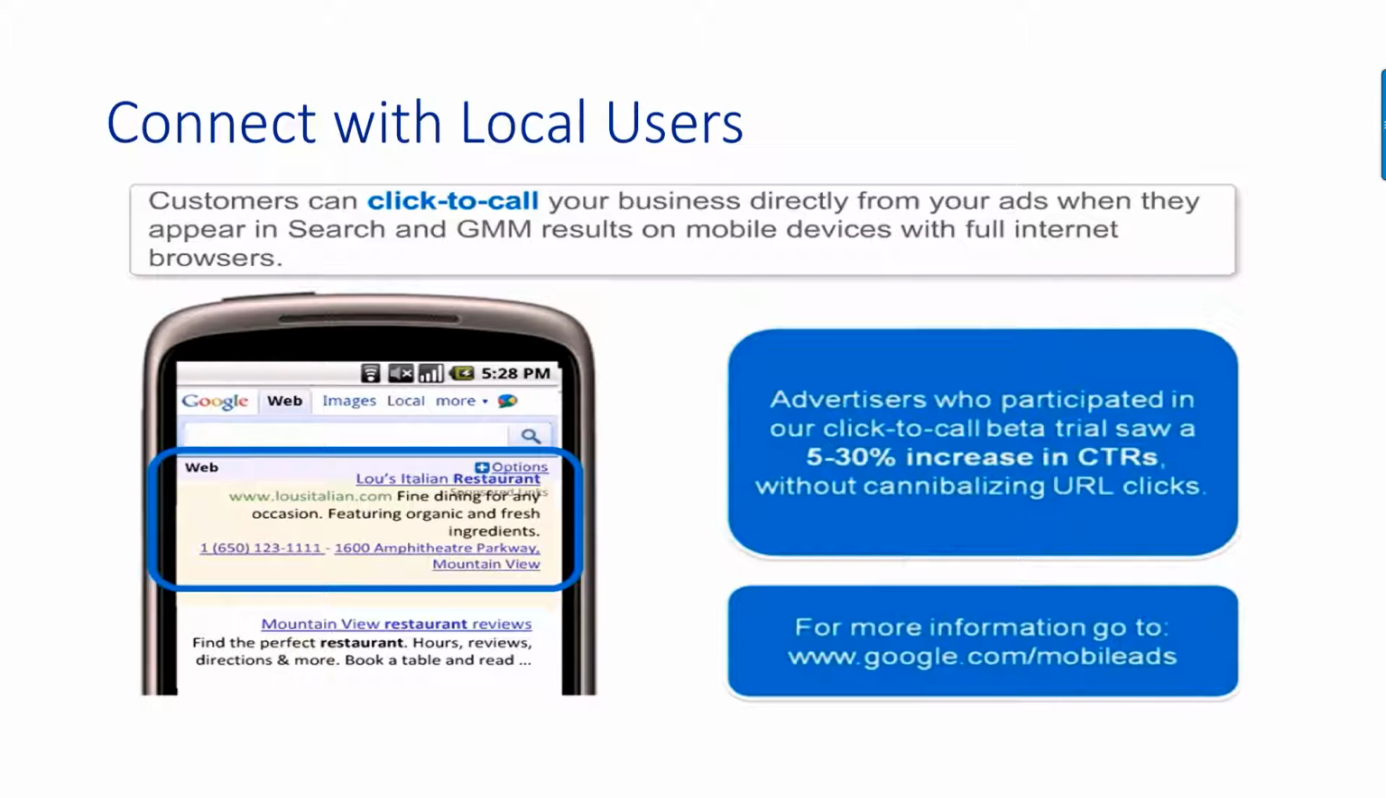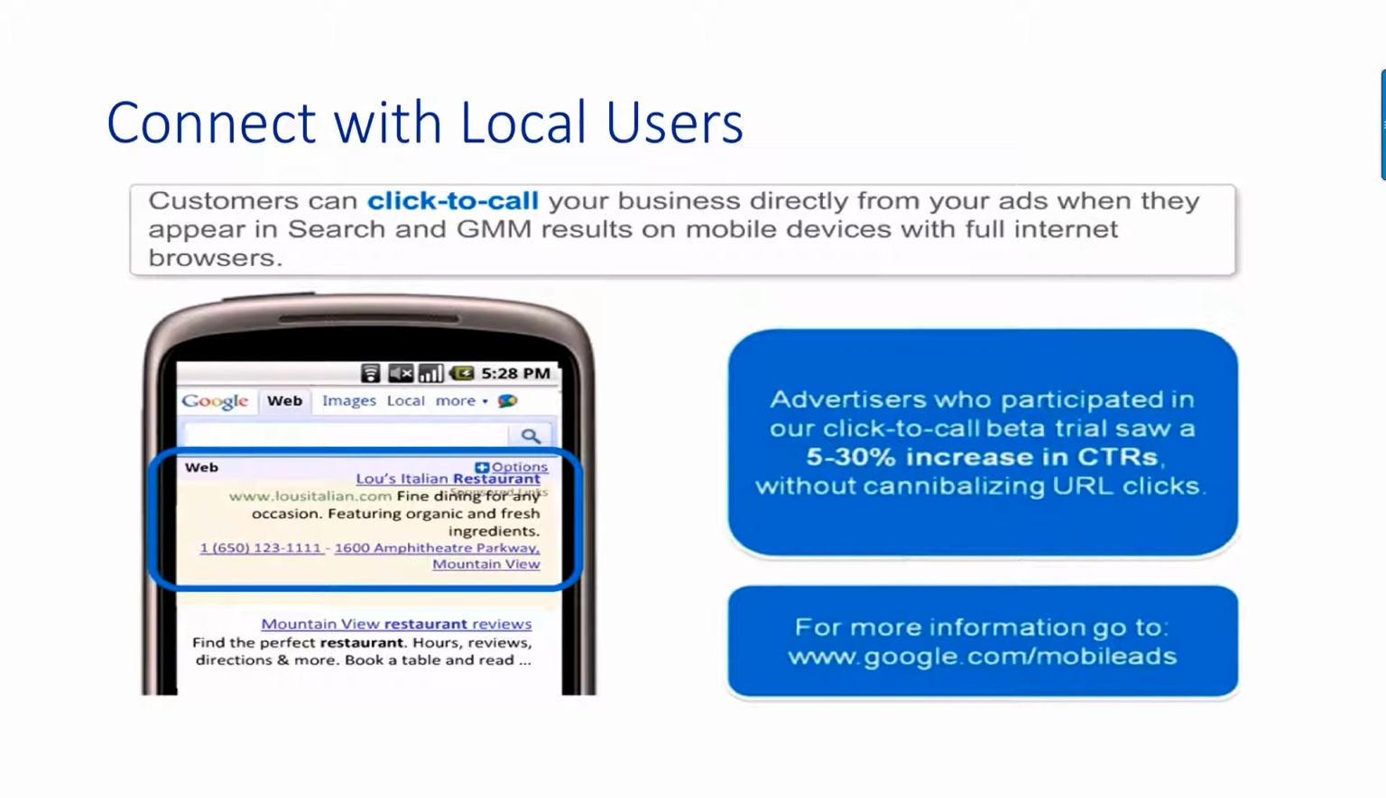Paid search allows you to connect with people locally as well. So this is an example of a device specific ad, and it's also using the functionality called click to call. That can be really useful whenever you are trying to get people to action from a paid search. And if you're on a mobile, it's likely that someone might just want to quickly phone you. So advertisers who participated in the click to call beta saw a 5 to 30% increase in click-through rates.